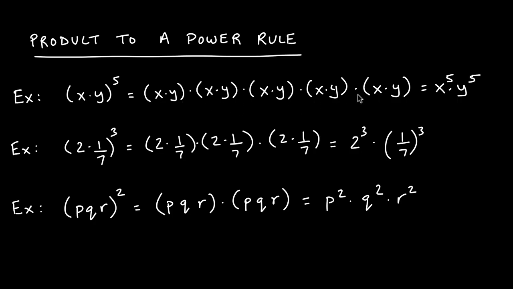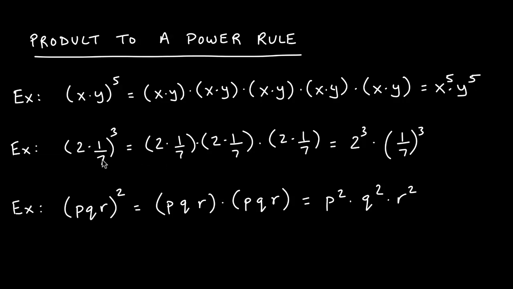Now, once all the exponents are gone, I can start looking at how many x's I have. So I have 1, 2, 3, 4, 5. And just the x's alone, what I can do is I can rewrite them as x to the fifth because there's 5 of them being multiplied by themselves. Same thing applies for y's as well. The y also gets condensed to y to the fifth.